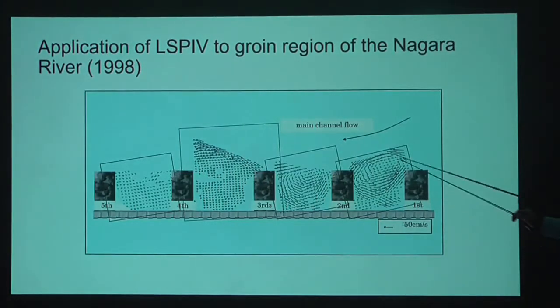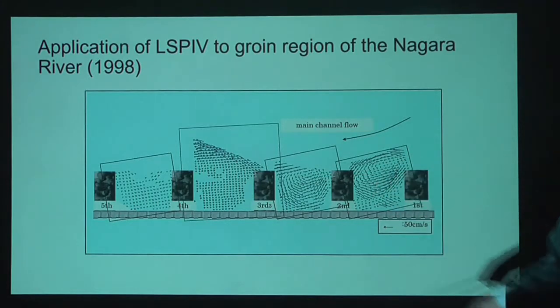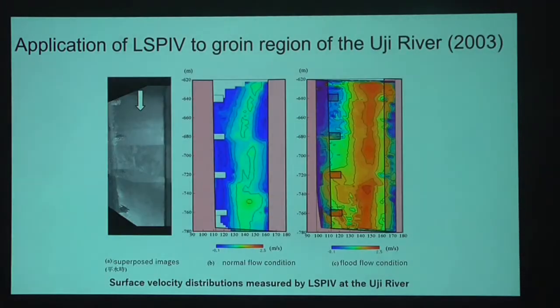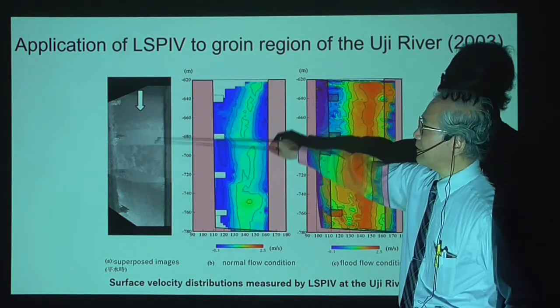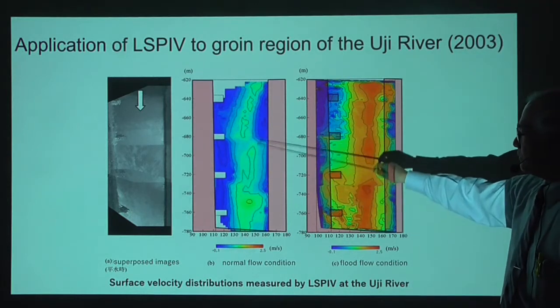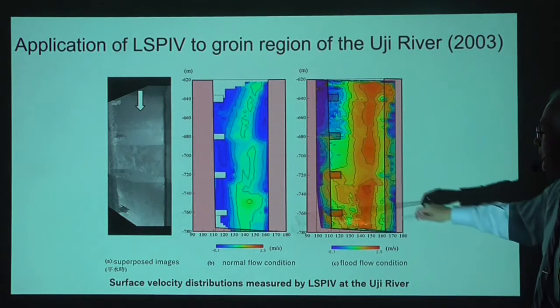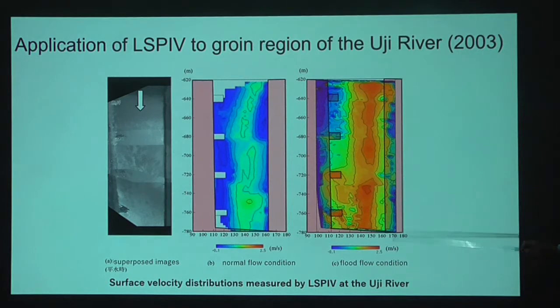And this is the actual pattern, and this is a very strong recirculating flow, and then they tend to decelerate afterwards. And this is another example on the Yodo River, this is the Uji River case. We have taken 3 shots from the tower, and this is a flow in the normal flow condition, and this is a case for the flood flow condition.